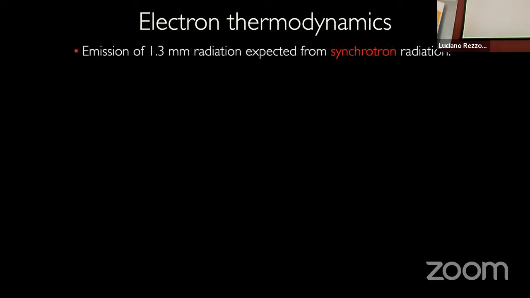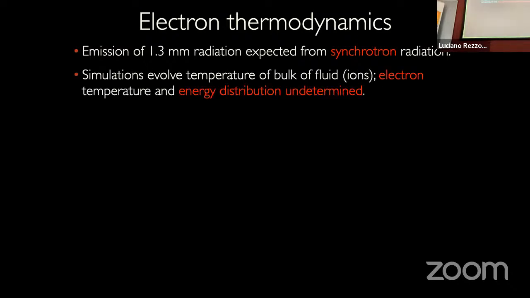So we know that we get light at 1.3 millimeters. This is radio, so it has to come from synchrotron radiation, electrons going around magnetic field lines. But the properties of the synchrotron radiation, the intensity, will depend on the energy distribution of the electrons. And we have no idea what the energy distribution of the electrons is. Our simulations don't evolve the electrons. It's a single fluid, and what we really evolve is the most massive part of the plasma, which is the ions. So we can calculate the energy distribution of the ions, but then we have to connect it to the energy distribution of the electrons.